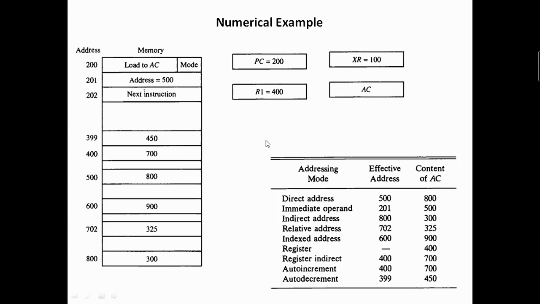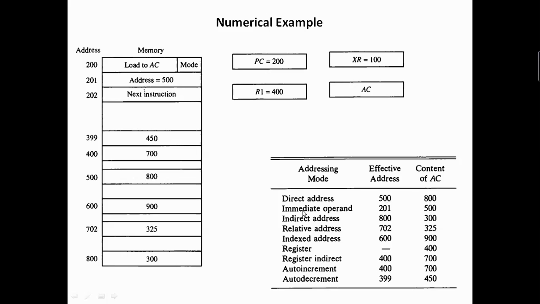What will be the content of AC? So when the fetching of the operand will happen, where is the operand? At 500. So here at 500, the operand is 800. So 800 will be moved to accumulator, fetched to the accumulator.